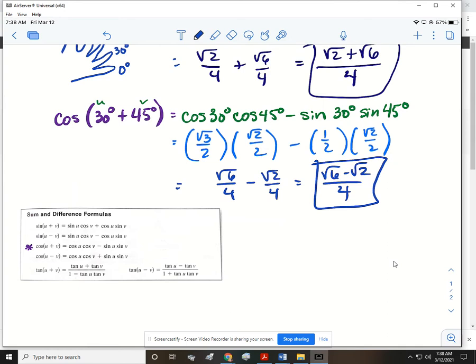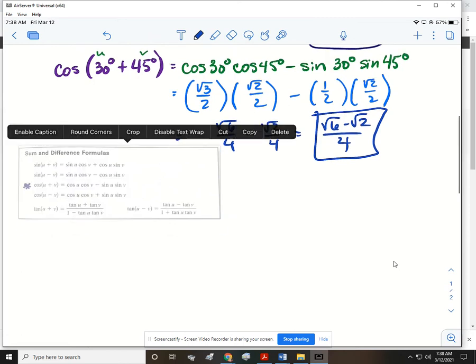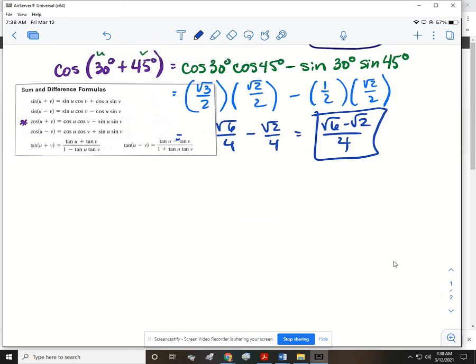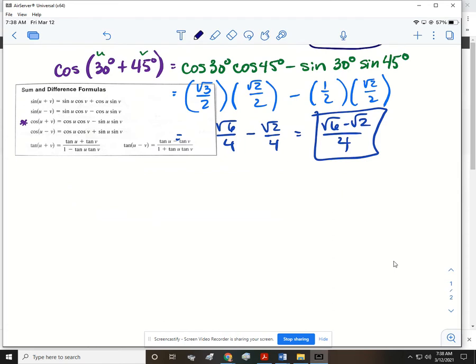I'm sure you've noticed as you did your assignment that you get the same things over and over again, because there's only so many combinations of what you get for sine and cosine of those special angles.